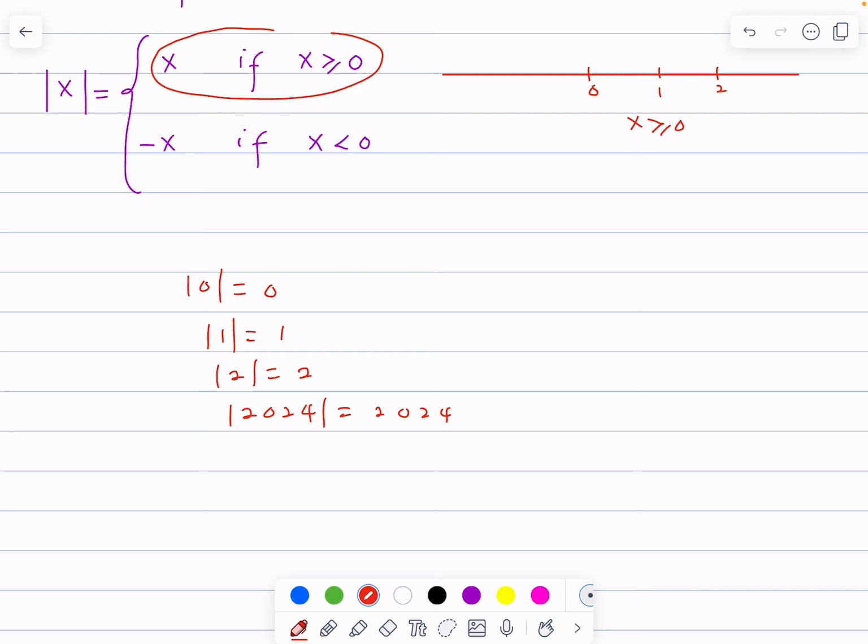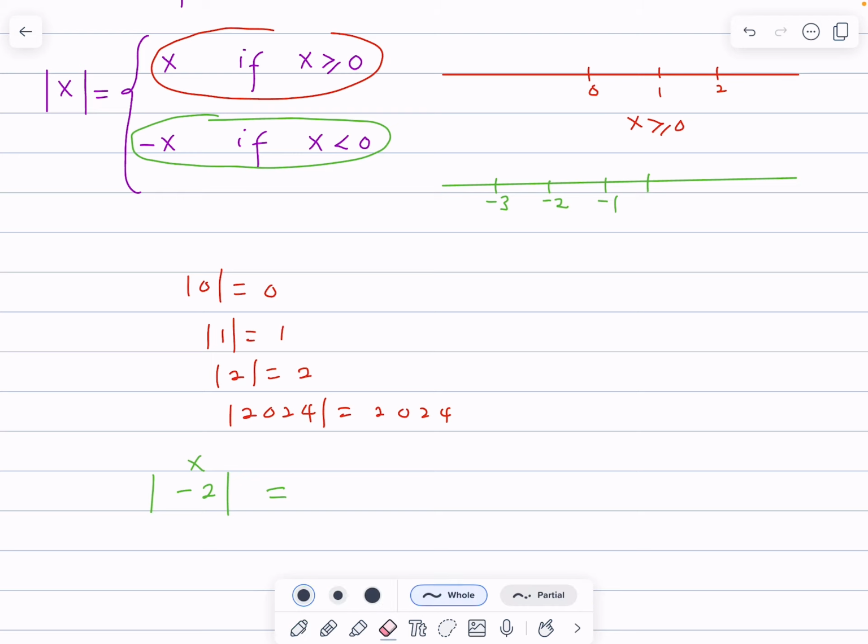Now the second part, which is this part: the absolute value of x is equal to negative x if x is strictly less than 0. So let me draw a number line, and so I have negative 1, negative 2, negative 3. What it is saying is, if x is strictly less than 0, let's take an x that is less than 0, let's take negative 2. This is my x, negative 2.